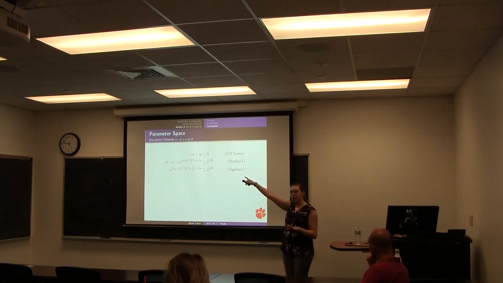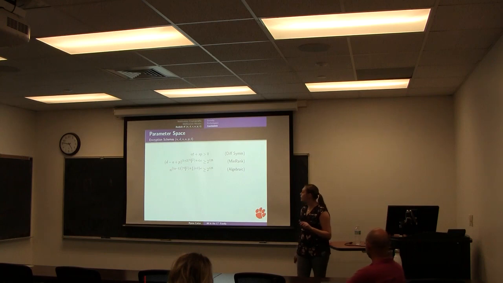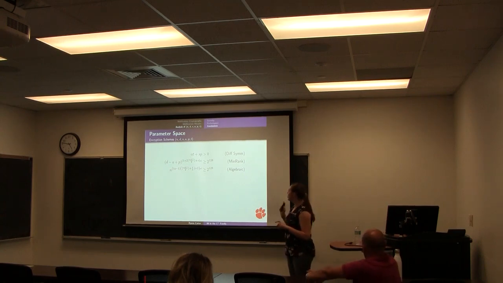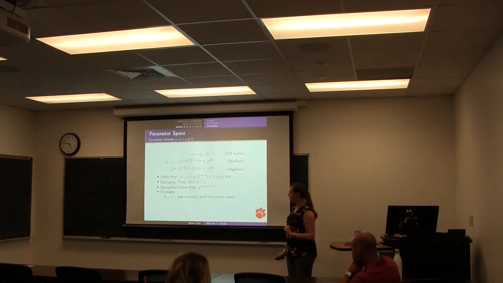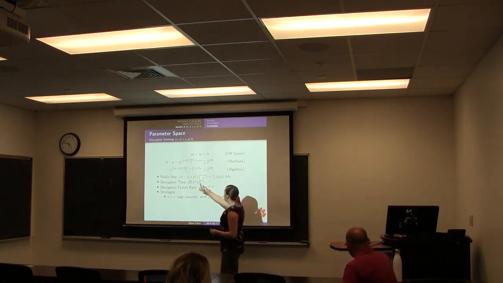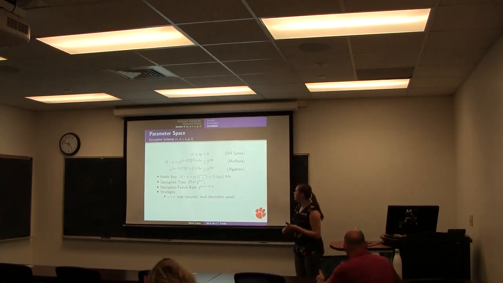All right, now let's see what we can find out about encryption schemes. This one has a little bit more. So I still have my differential symmetry, min-rank, and algebraic complexities. Here's our public key, our decryption time, and our decryption failure rate. Let's look at a few different strategies we can take. Let's say that A plus S is really large. Well, that would help us in our security, right? It would make our min-rank and algebraic securities much larger.